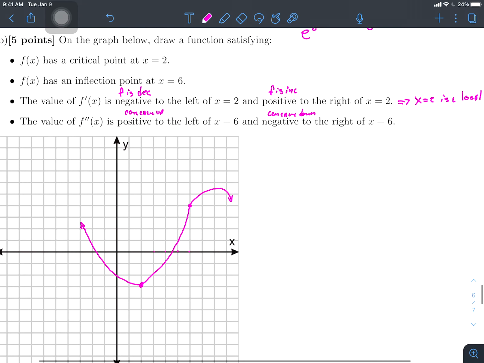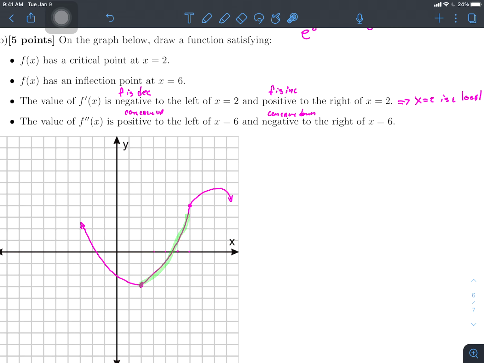So this could be a function which satisfies these properties. Let's just double check. F prime is negative to the left of x equals 2. Yes, it's going down. F prime is positive to the right of x equals 2.